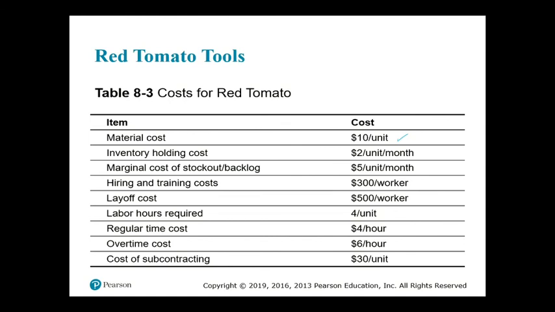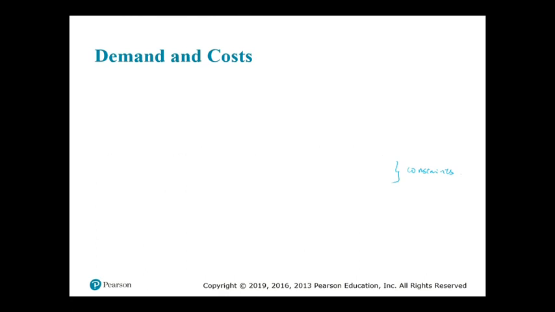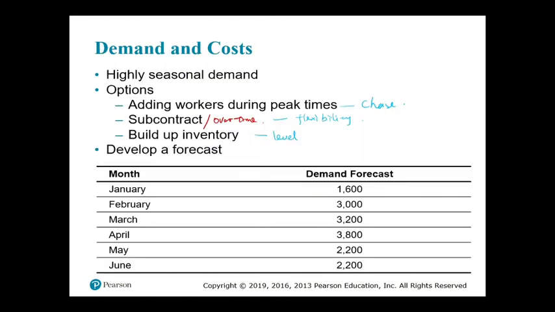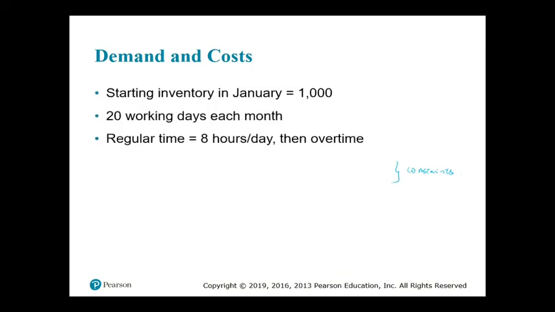Okay, so these are all the information we need, right? So cost information, demand information, any time, capacity related information, and any constraints.